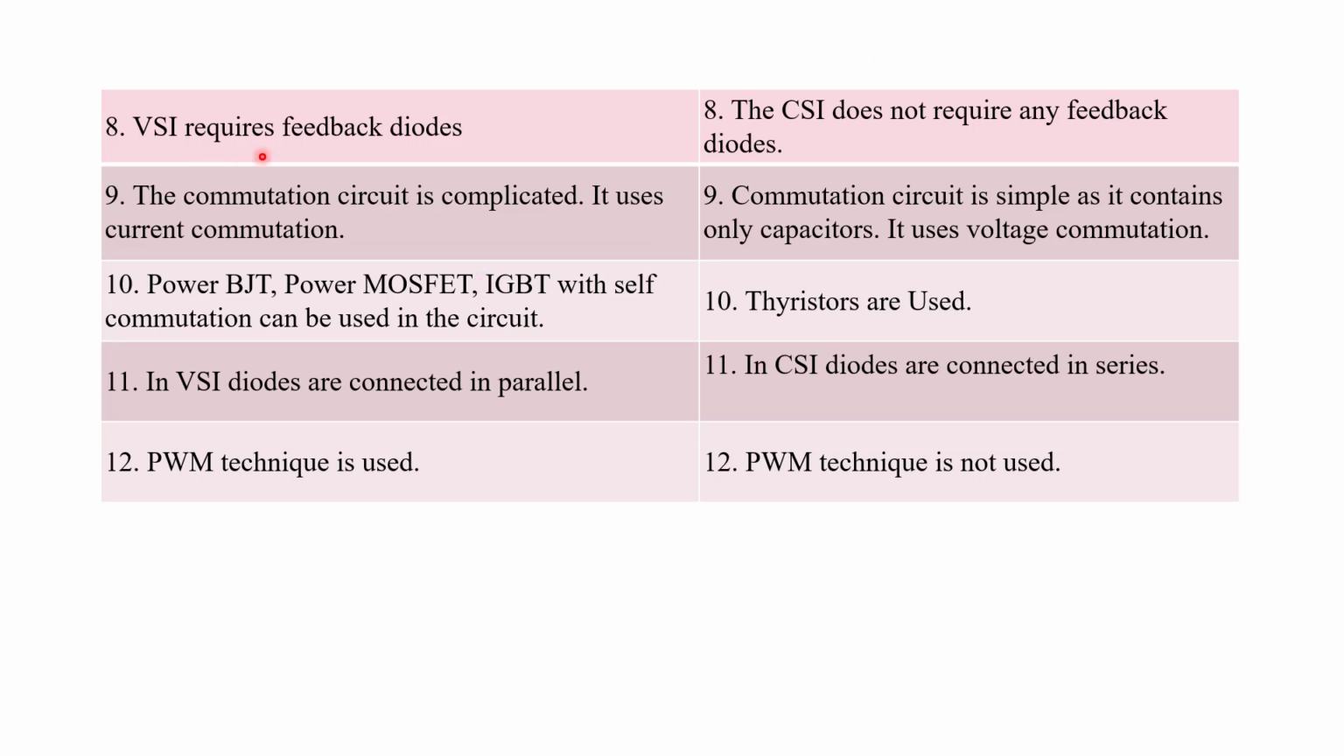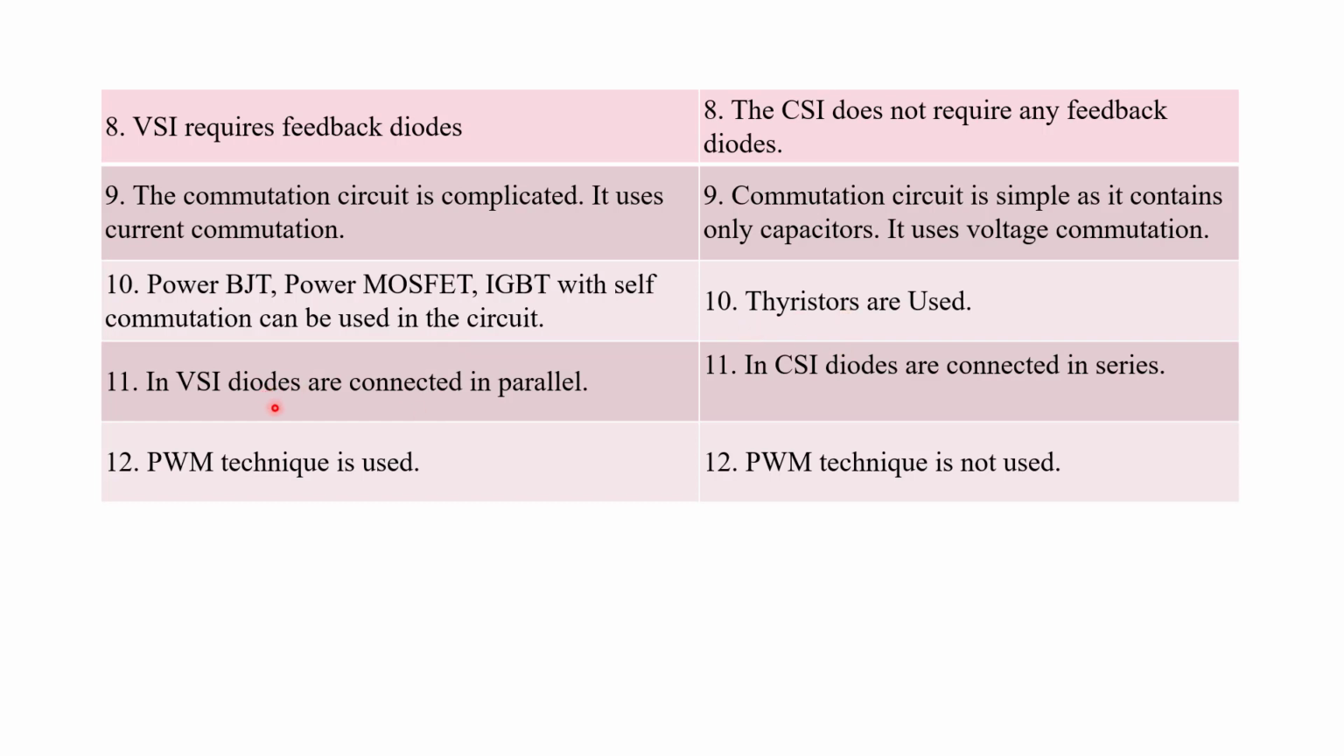Next is, VSI requires feedback diode, but CSI does not require any feedback diode. In case of VSI, the commutation circuit is complicated. It uses current commutation. In case of current source inverter, commutation circuit is simple. It contains only one capacitor. It uses voltage commutation. Next is the power BJT, just like power MOSFET, IGBT with self commutation can be used in voltage source inverter circuit. In current source inverter circuit, here we use thyristors.